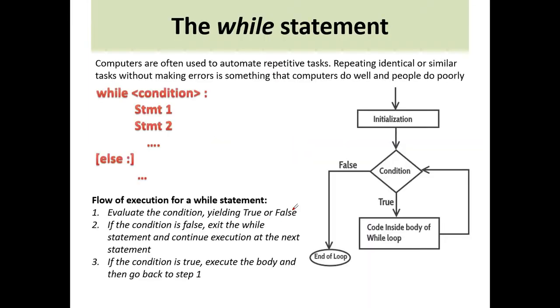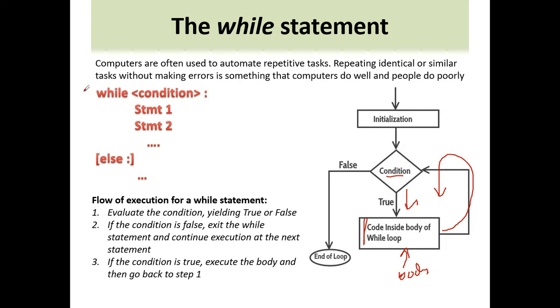While, break, continue, pass. See here, this is the formal structure of while, which you all know. This is the flow chart of while. First initialization, then you have the condition. If the condition is true, then the code for the loop body is executed. This loop body will be executed and will cause the next iteration. Again the condition will be checked, and if it is true, the loop body will be executed again. Once the condition gets a false value, the loop ends.